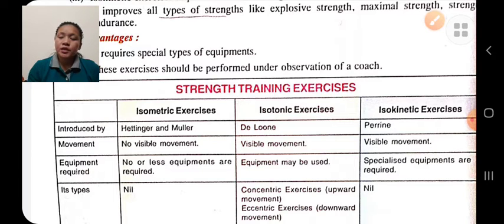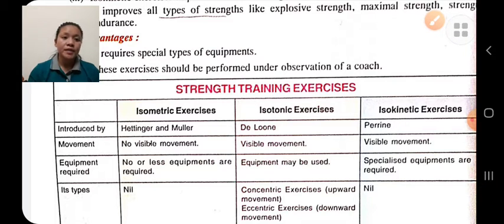Isometric is introduced by Hettinger and Müller. Isotonic is introduced by Delaunay, and isokinetic is introduced by Perrine. In isometric, there is no visible movement. The length of the muscles remains the same. In isotonic, there is visible movement. The length of the muscles changes. There is tension in the muscle.